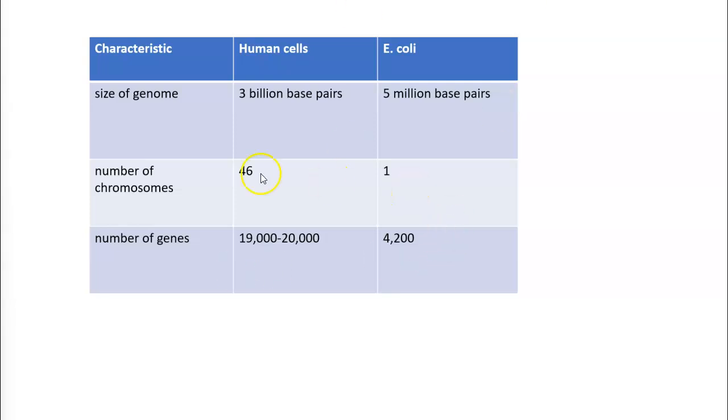You do not need to memorize these numbers, but I think they just help give you some perspective. So I'm going to compare human cells to E. coli, a typical bacterium. And so the size of the genome, remember we said the genome is all the genetic material. And how do we measure that genetic material?